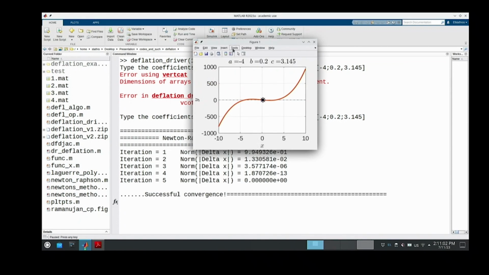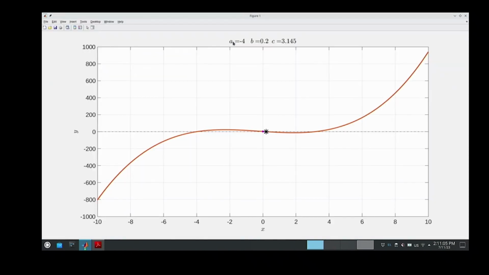So here, I'm just graphing this nonlinear function. I used Newton's method with just one initial guess. It found this root. So now I'm going to deflate this root, which means that I'm going to pre-multiply my equation with this deflated operator. So Newton's method is going to find the second one, shown with the black star.